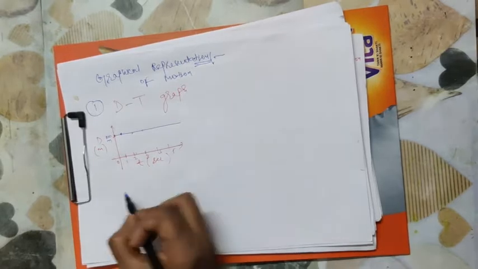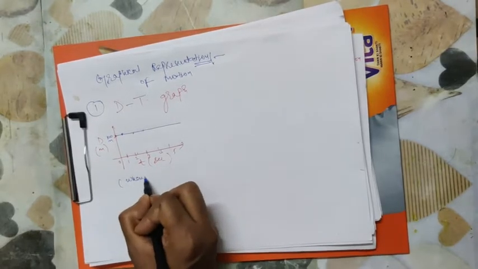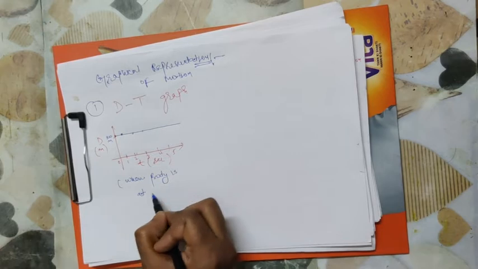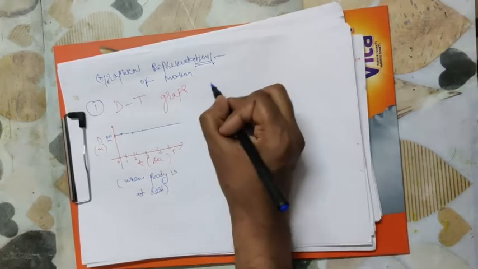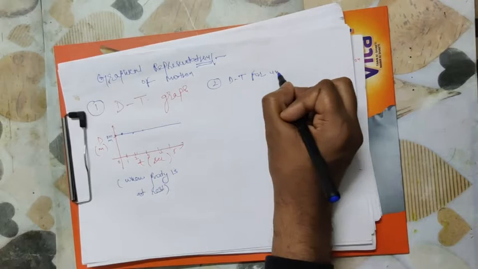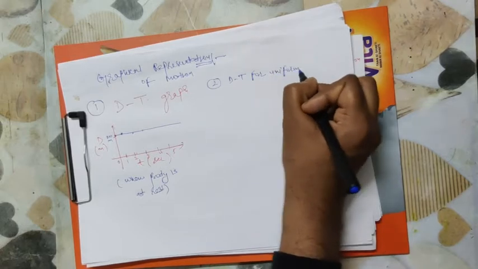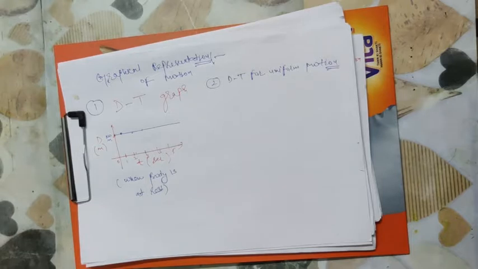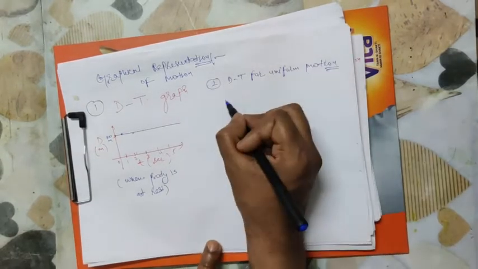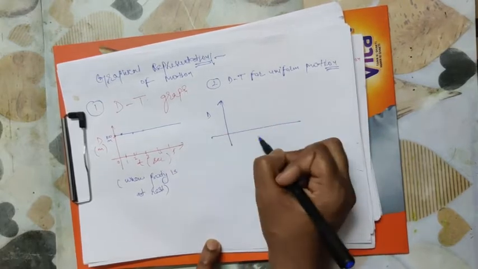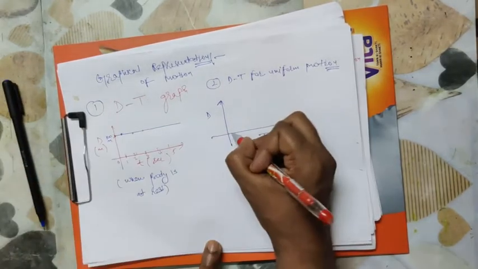For the second case, that is the distance time graph for uniform motion. Uniform motion, you all know, I have told you so many times, is when a body covers equal distance in equal intervals of time. For example, let me draw the graph. This is distance and this is time. The graph would be like this.